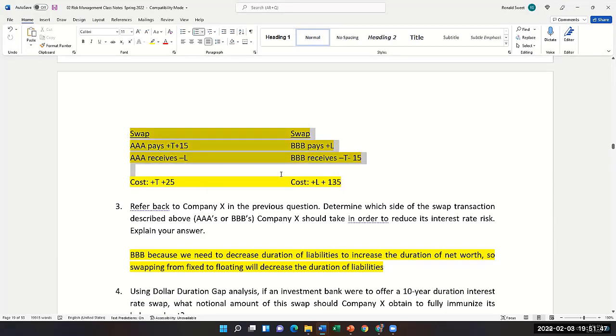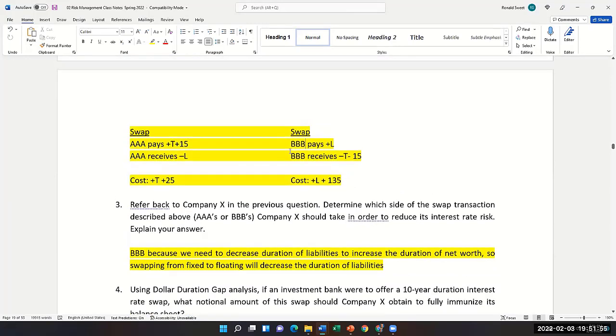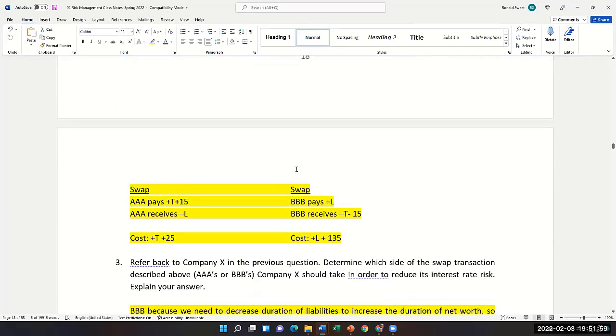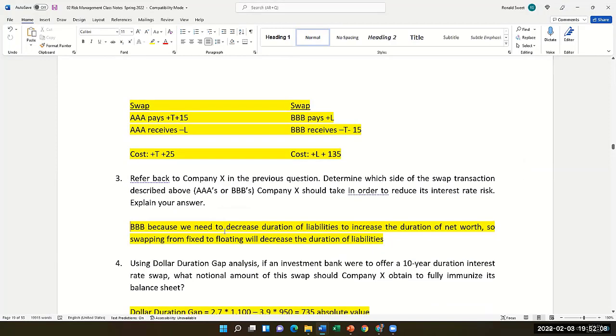And so which company is that going to be? Triple B, right? They started off fixed. They ended up floating. So they went from 5-year duration down to 0. So they reduced the duration of liabilities. So you'd want to be on triple B side because they need to decrease the duration of liabilities and increase the duration of net worth. So swap from fixed to floating to decrease the duration of liabilities.